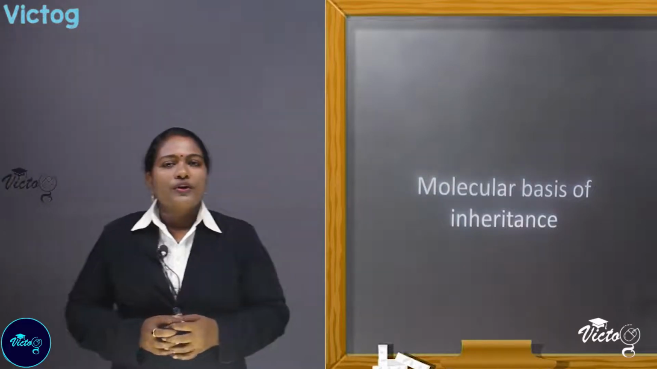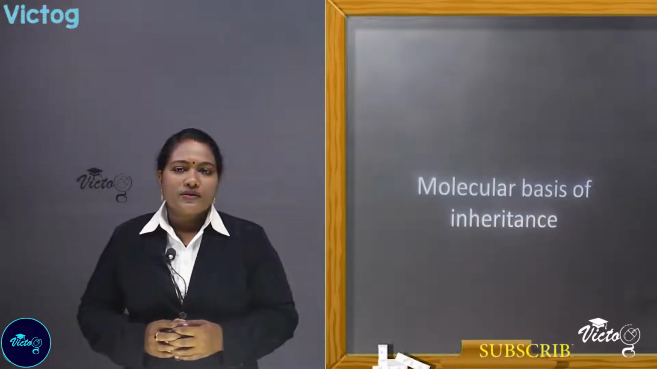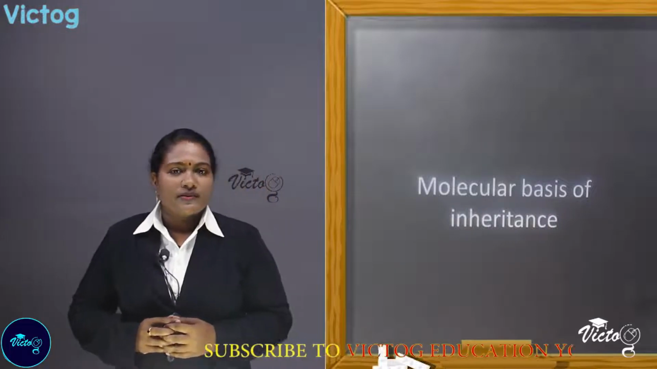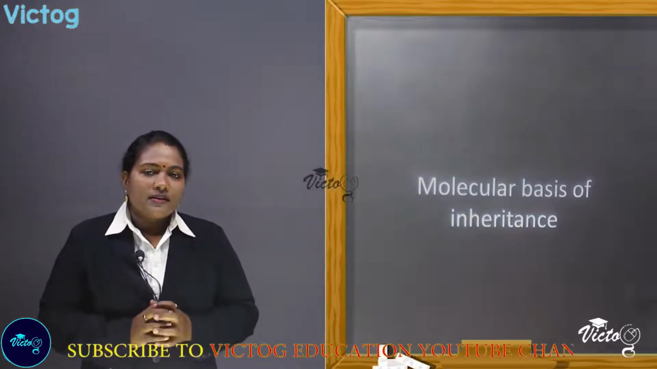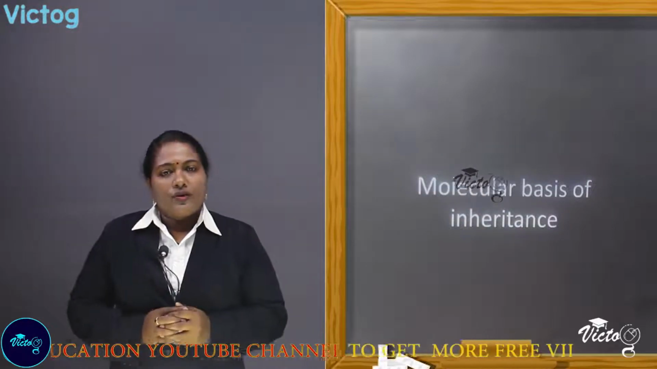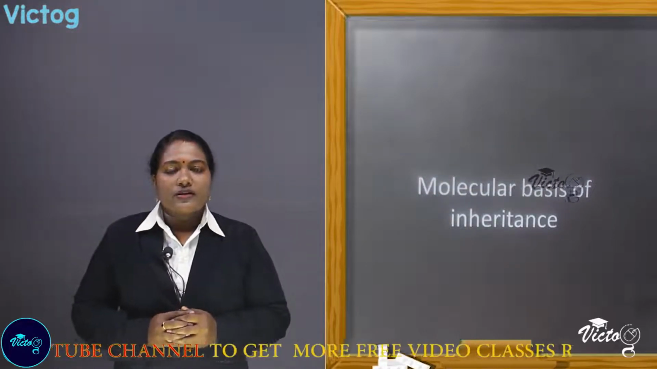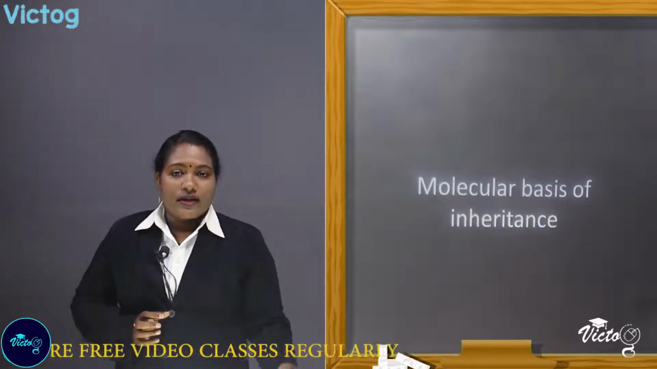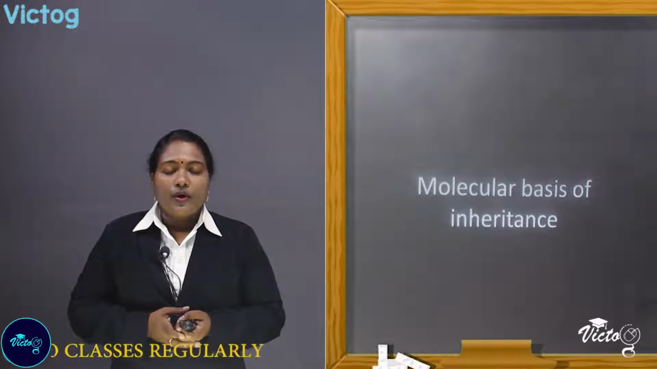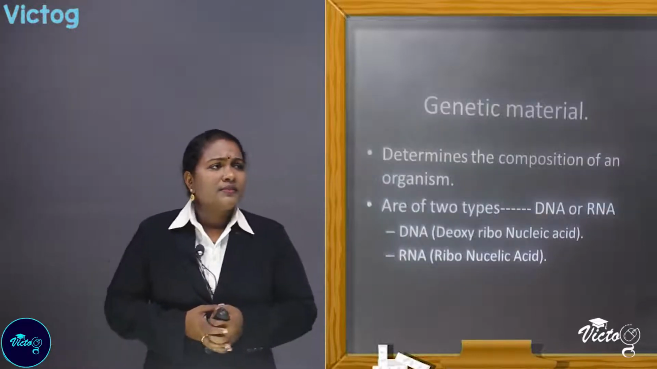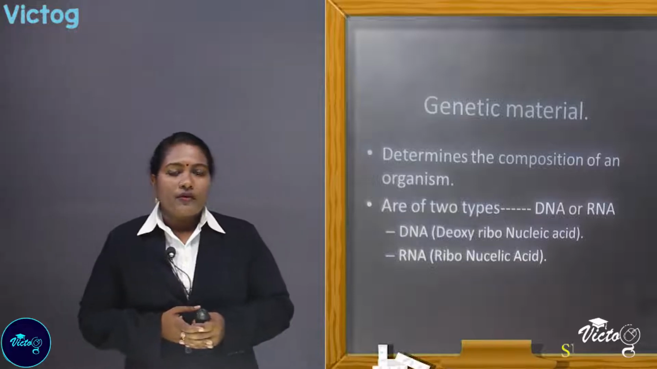Today we are going to study the molecular basis of inheritance. The topic deals with the genetic material of an organism. What is genetic material? Genetic material comprises all things in an organism. It determines all the activity of an organism, and it determines the composition of an organism.